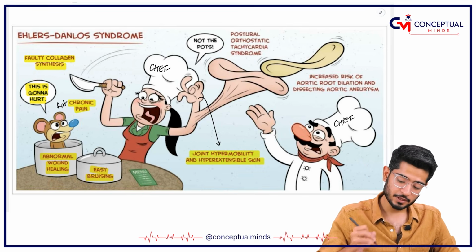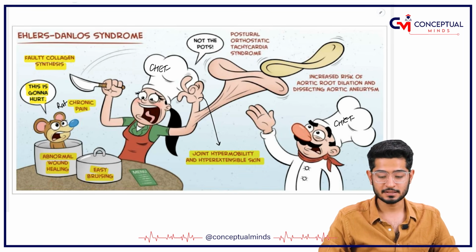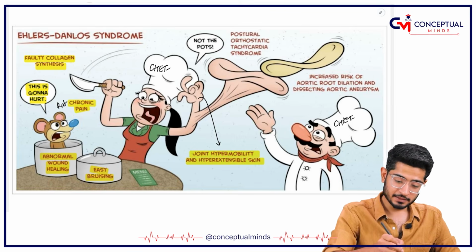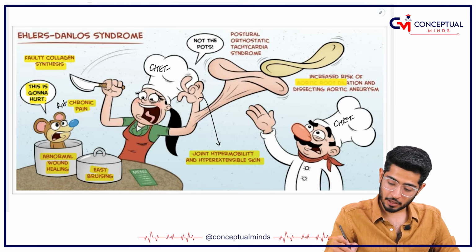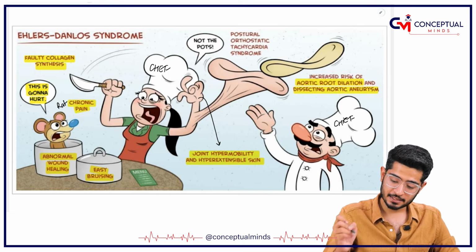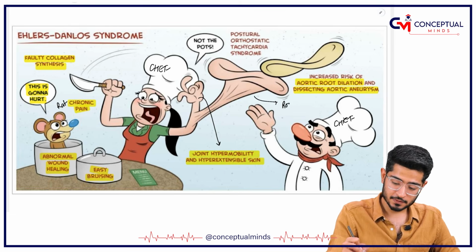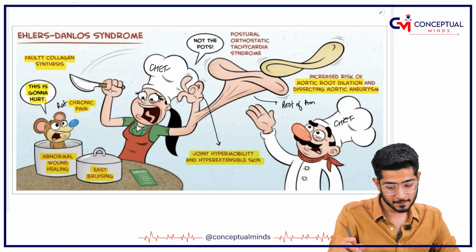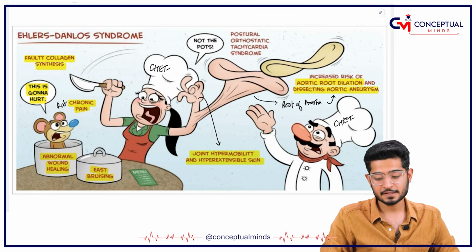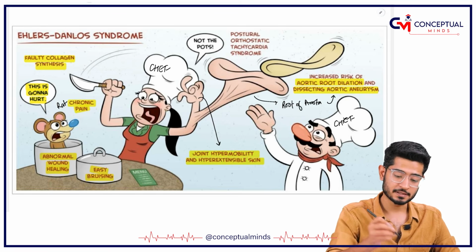Now, can you see the joints? Joint hypermobility and hyperextension of the skin. There is increased risk of aortic root dilatation and dissecting aortic aneurysm. Can you see this is just like a root of aorta? So you can remember there is increased risk of aortic root dilatation and dissecting aortic aneurysm. Aortic root dilatation, aortic aneurysm, dissecting aorta, all these things can happen.